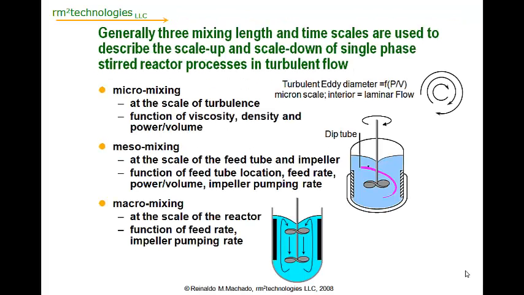Generally speaking, there are three mixing length scales and time scales which we can use to describe the scale-up of these fast reactions. Micromixing occurs at the scale of turbulence. It occurs at the very smallest structure within the fluid and is a function of the viscosity, density, and power per unit volume. Mesomixing occurs when there's a plume of material that comes from the dip tube or the feed tube that you're using in your process. It's typically at the scale of the feed tube diameter, and it's usually a function of the feed tube location and feed rate. And this is called mesomixing.